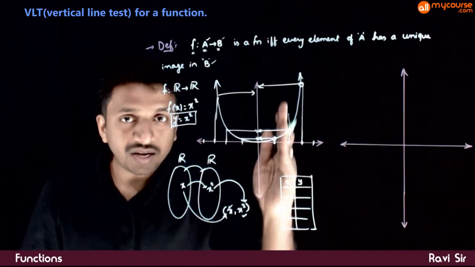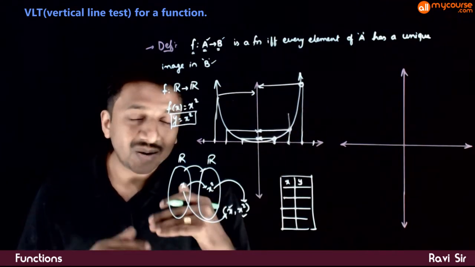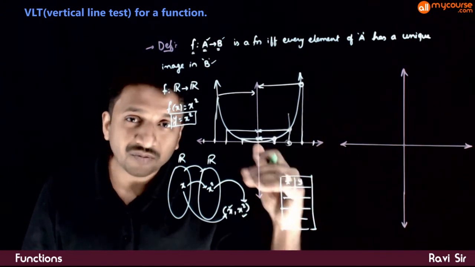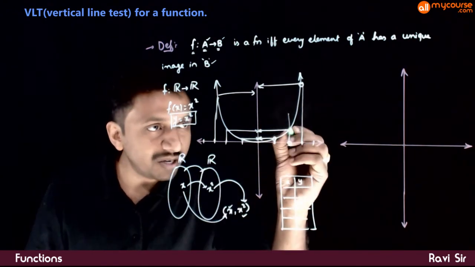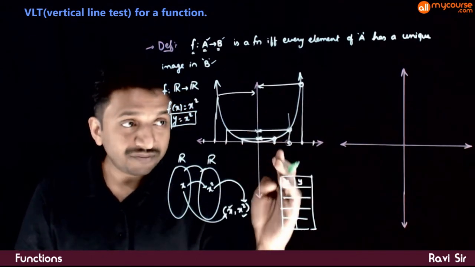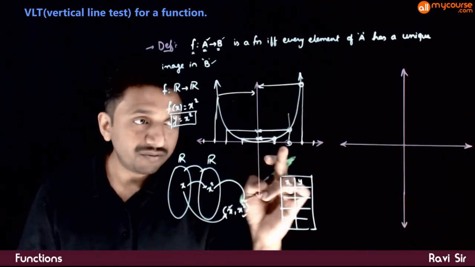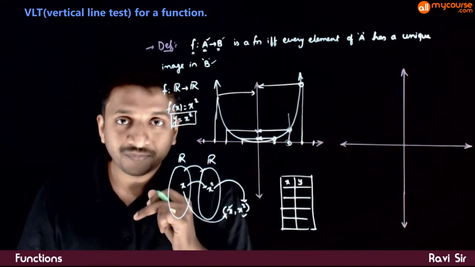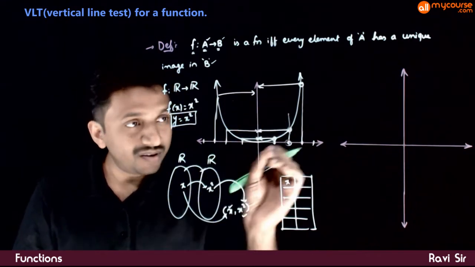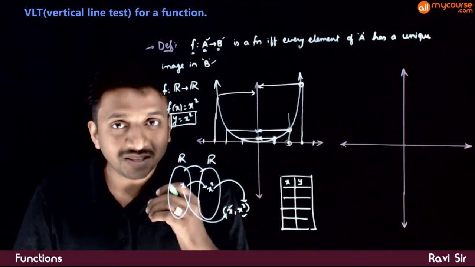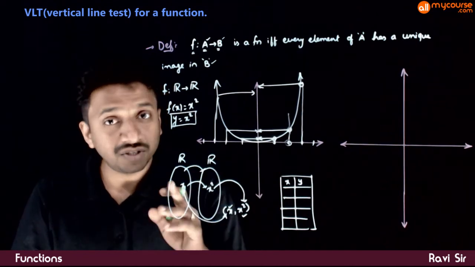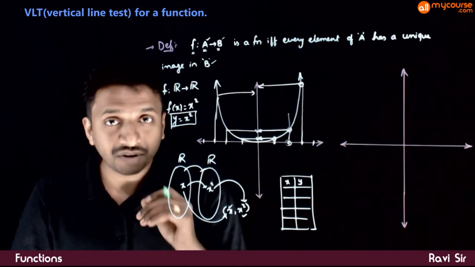Suppose that this vertical line cuts the curve at more than 1 point. That means that corresponding to this x you have more than one y, because corresponding to each point you get a value of y. So if a vertical line drawn from any point on the domain cuts the curve at exactly 1 point, that is good. If it cuts at more than 1 point, that means that for the particular value of x, you have more than one value of y, which is not good. It should not be there for a function.